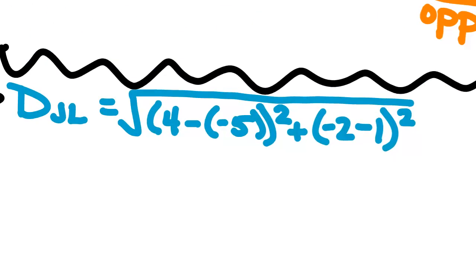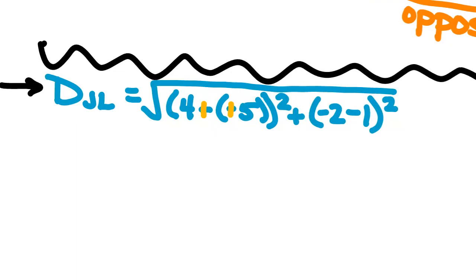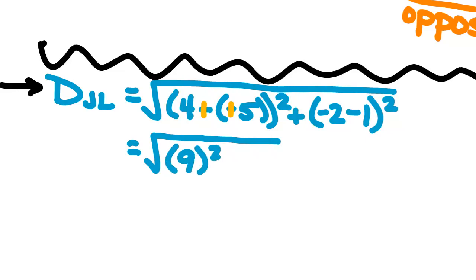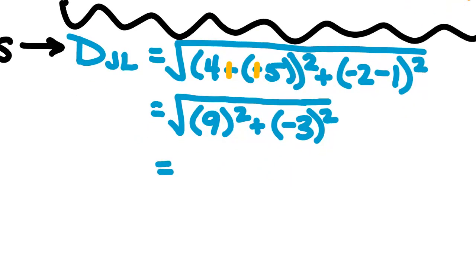You guys already answered this for me once, but what happens here when I'm subtracting this negative? Turns into addition, turns into positive. So I have 4 plus 5 here. What is 4 plus 5? 9. So I have 9 squared plus, what is negative 2 minus 1? Negative 3. So I have 9 squared plus negative 3 squared. What is 9 squared? 81.